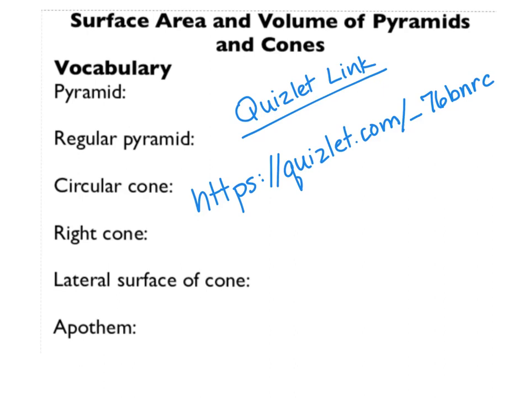Hello, this is Miss Anders, and today we're going to talk about surface area and volume of pyramids and cones. We've already talked about surface area and volume of prisms and cylinders, and you'll notice some similarities here.